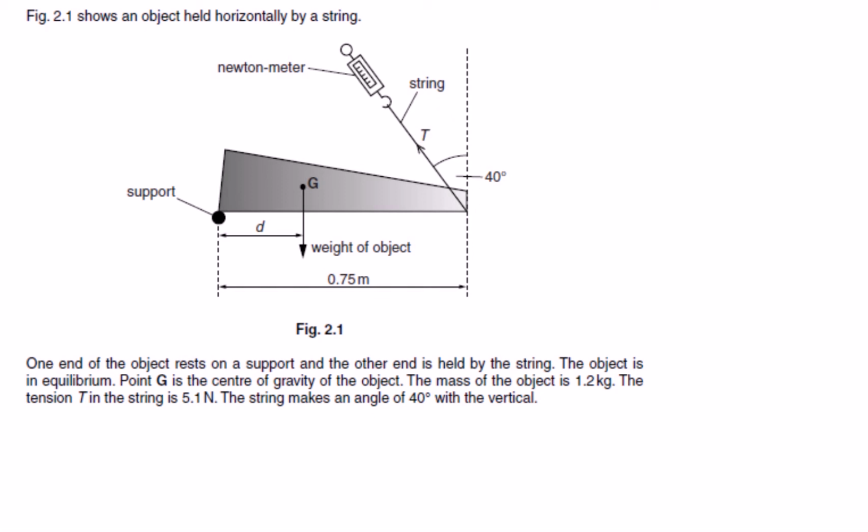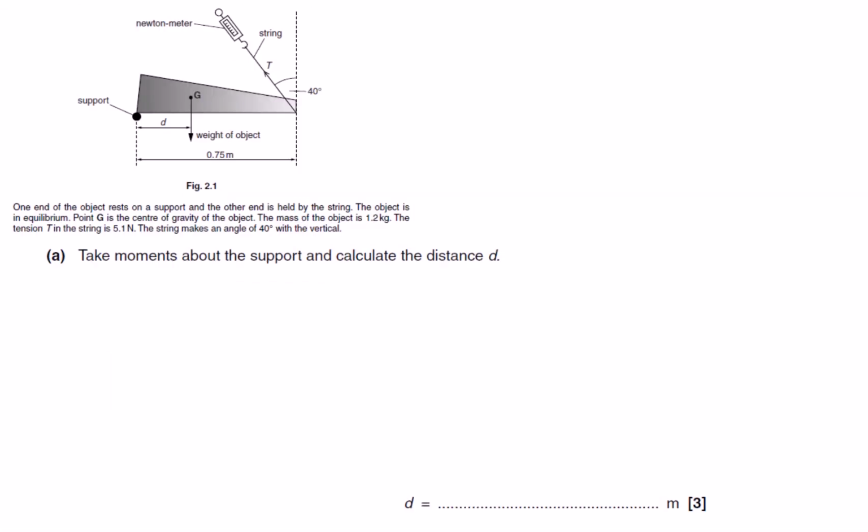Might just write that in. So that's 5.1 newtons. And the string makes an angle of 40 degrees with the vertical. Okay, the first part then, it says take moments about the support and calculate the distance d. So d is the distance from the support to the weight of the object, and it tells us that the string is 0.75 meters long. Okay, and we're looking for 3 marks and it wants the answer in meters.